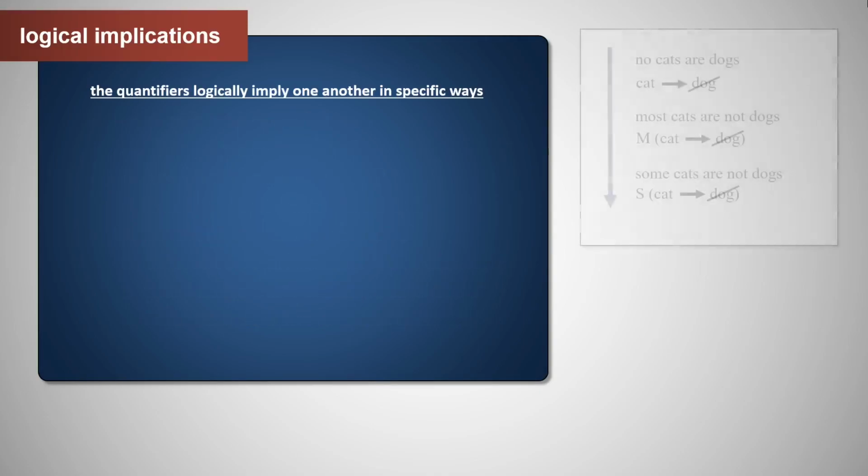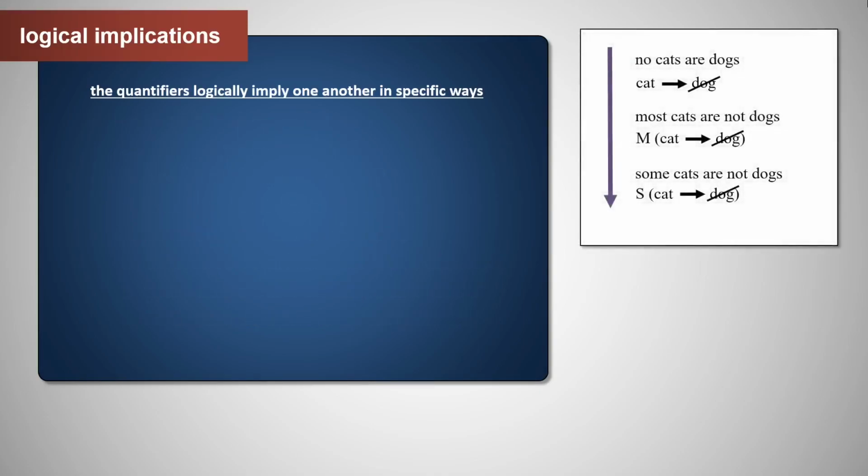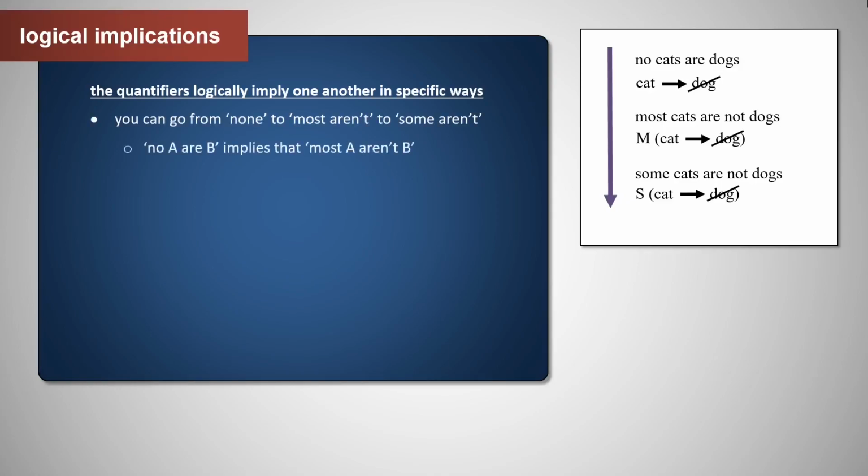Now, what about the negatives? Well, the same thing. No cats are dogs. Most cats aren't dogs. Some cats aren't dogs. So same thing. You can go from none to most aren't to some aren't. And no A are B implies that most A aren't B for the same reason, because most implies none.